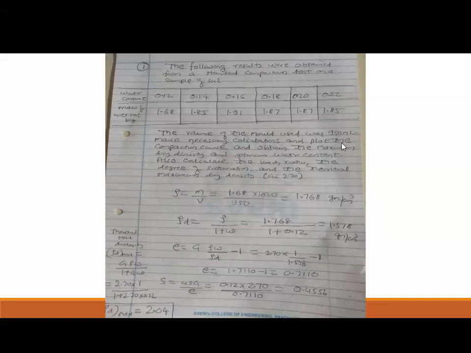1.91 into 1000 by 950. 1.87 into 1000 by 950. This is the same. After this, 1.85 into 1000 by 950. Like this you find density, and the water content of each reading is known. Therefore, dry density is equal to rho divided by 1 plus omega.